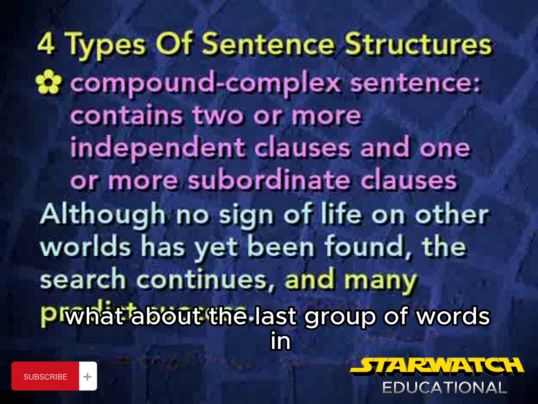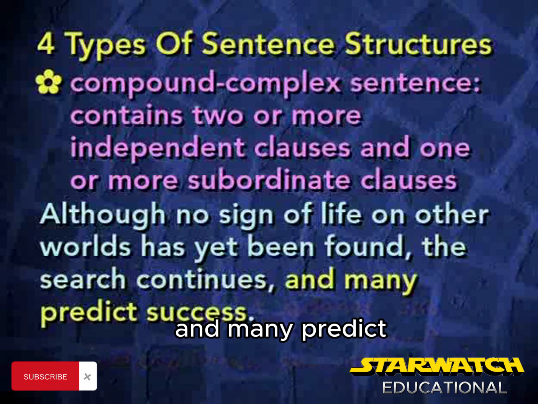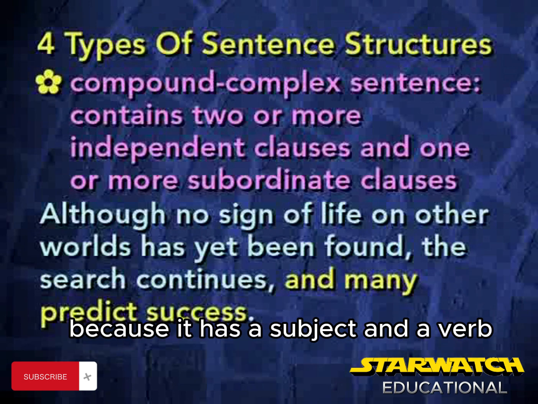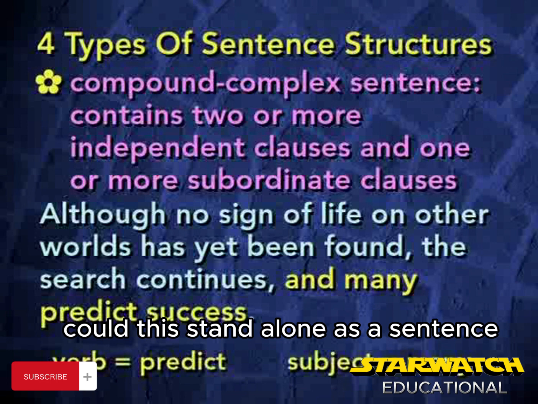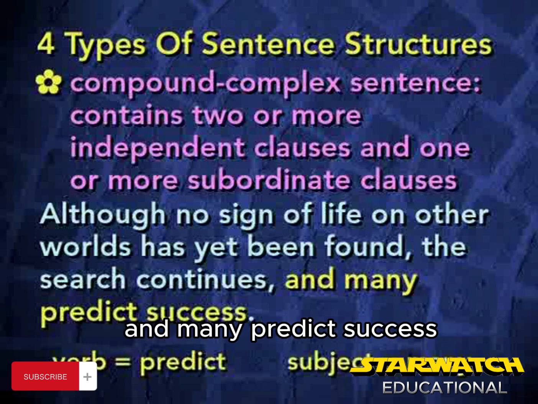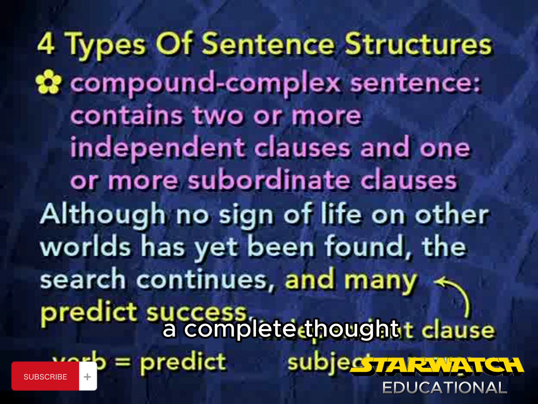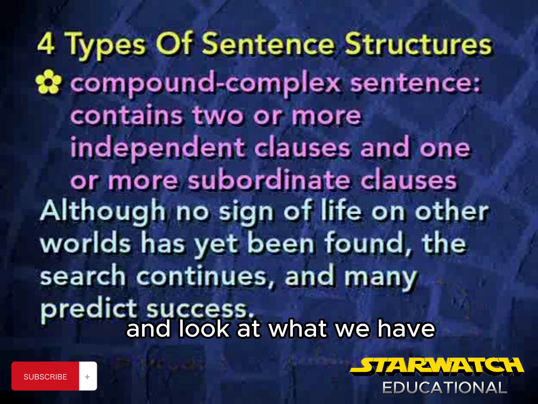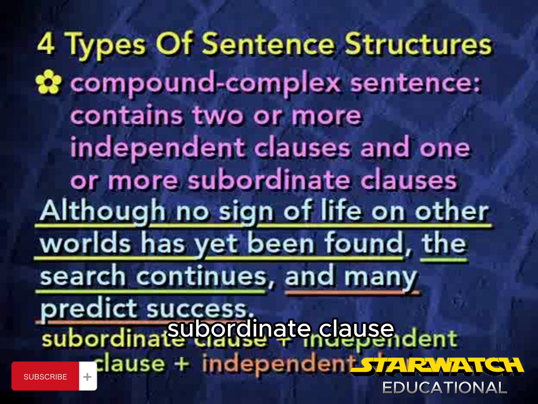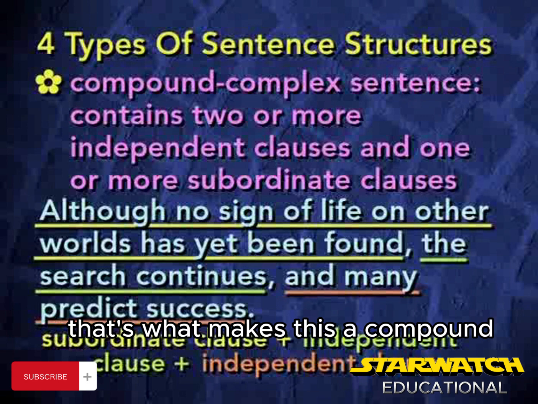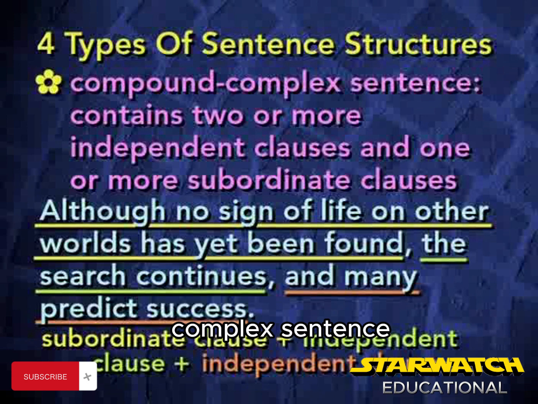What about the last group of words in the sentence? And many predict success. Once again, this is a clause because it has a subject and a verb. The verb is predict, and the subject is many. Could this stand alone as a sentence? And many predict success. Yes, it could. This expresses a complete thought, and it could stand alone as a sentence. So now let's step back and look at what we have. We have a sentence consisting of 3 clauses. The first one is a subordinate clause. The second one is an independent clause. And the third one is another independent clause. That's what makes this a compound, complex sentence.